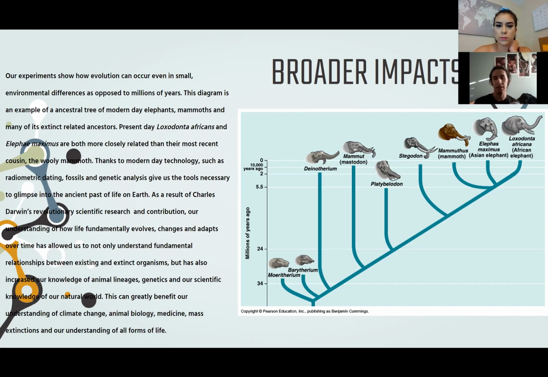Thanks to modern technology, such as radiometric dating, fossils, genetic testing, and genetic analysis, we can finally look at genetic lineages and evolution of the past. As you can see right here, the y-axis represents millions of years. And as you can see, these species evolved from a common ancestor over millions of years. Our present day species are, of course, Asian and African elephants, but their most closely related ancestor is the woolly mammoth, which is unfortunately extinct.